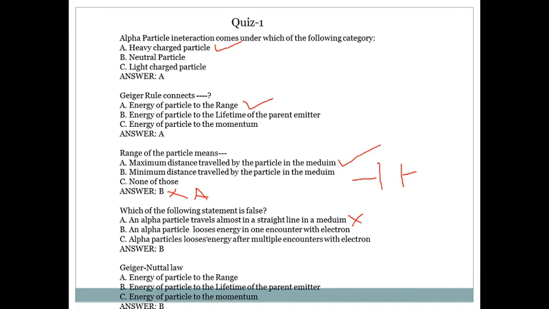Alpha particle loses energy in one encounter with electron. So here the option would be, this is the correct option out of the 3. I'm sorry, there is an error here too. So the correct option would be this one. This is the word: it almost travels in a straight line. It does not travel in a straight line, but almost. It gets deflected by a small amount. This is the correct option. So this also, which I have written, is wrong.